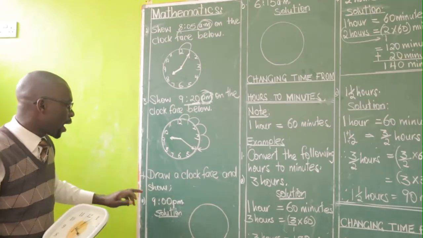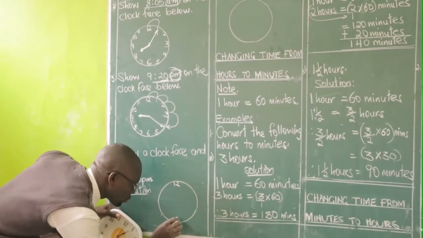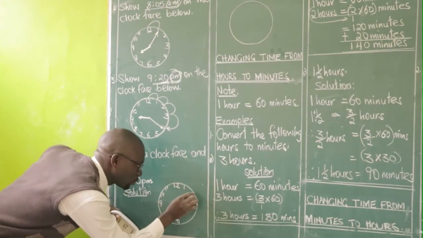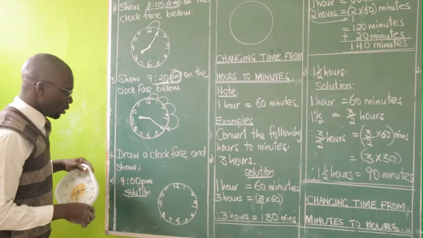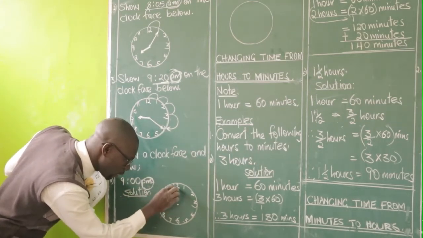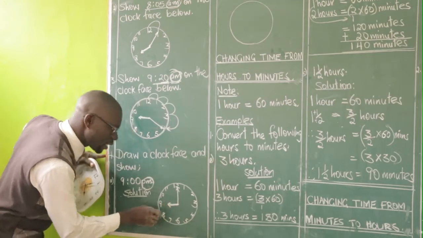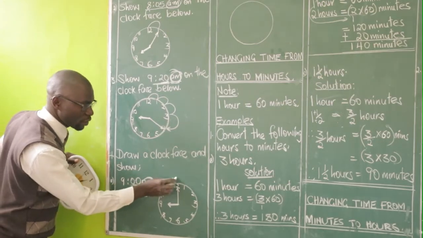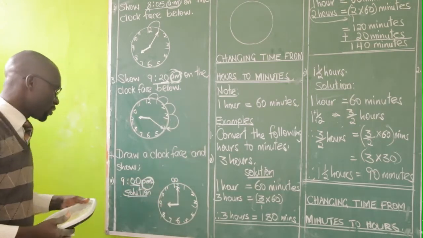Draw a clock face and show 9 p.m. So our clock face is here. So we show 12, 6 here, 3, 9, 10, 11, 1, 2, 4, 5, 7, 8. So 9 a.m., 9 p.m. So the minute hand will be exactly at 12. So this is exactly 9 p.m. This is night time. That is the top of the hour. No minute has gone past. So that's why we put the 00 there. So the minute hand will be at 12. That's why we have the 00 minutes.